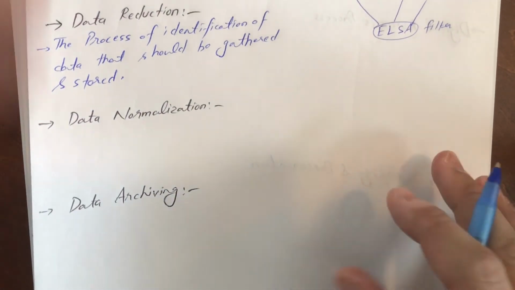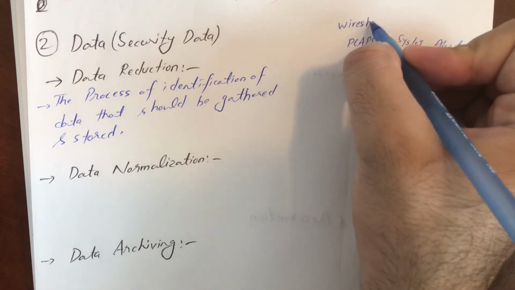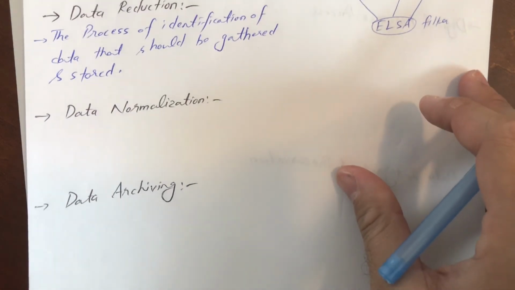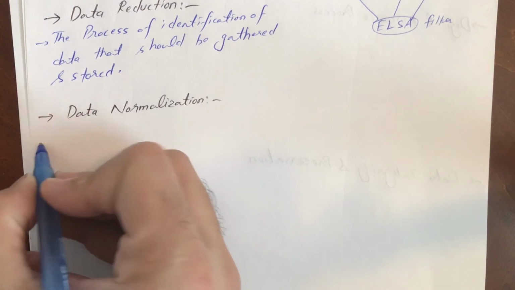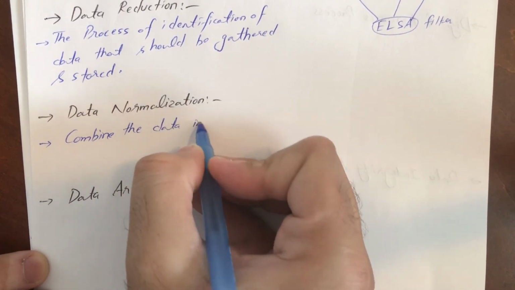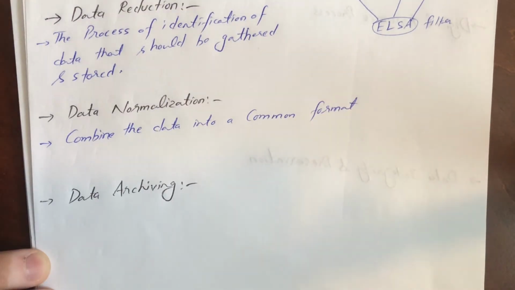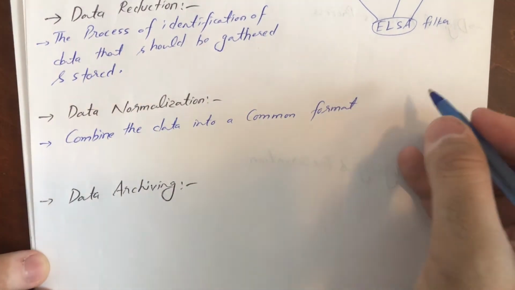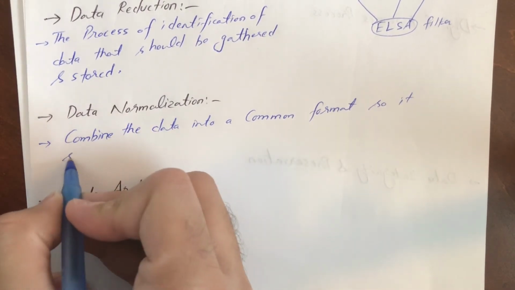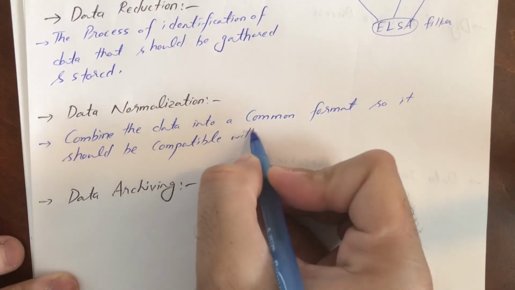Next is data normalization. As you can see, we are getting data from Wireshark, from syslog server alerts, etc. All this data could be in different formats, which could be difficult to process. So in data normalization, we combine the data into a common format, so that it is compatible with the given technology.